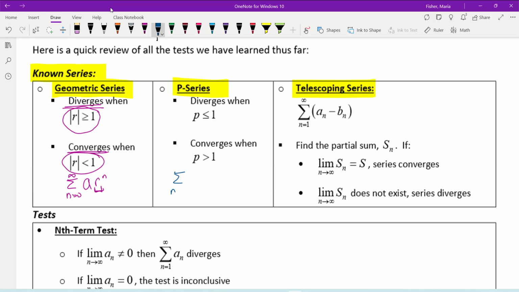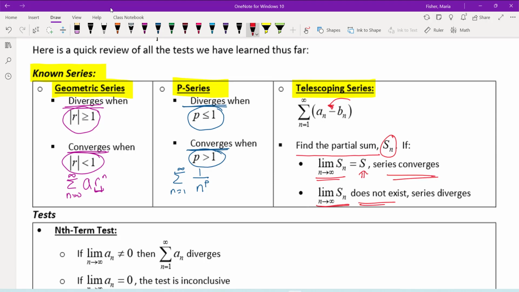P-series were the sum from n equal 1 to infinity of 1 over n to the p. There, if p is less than or equal to 1, we diverge, and if p is greater than 1, we converge. For our telescoping series, we needed that minus sign in between them, and that just meant that our terms were going to cancel out. So we found the sequence of partial sums, S sub n, and then if the limit of the sequence existed, the series converged. If the limit of the sequence did not exist, the series diverged.